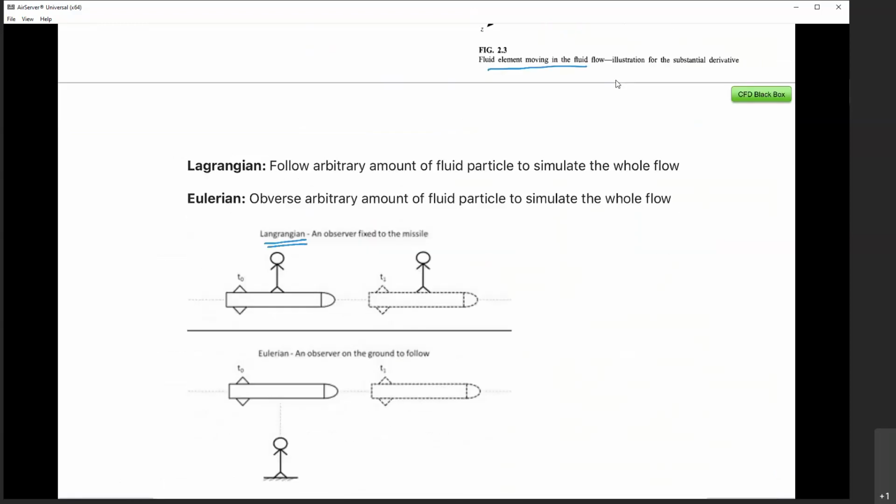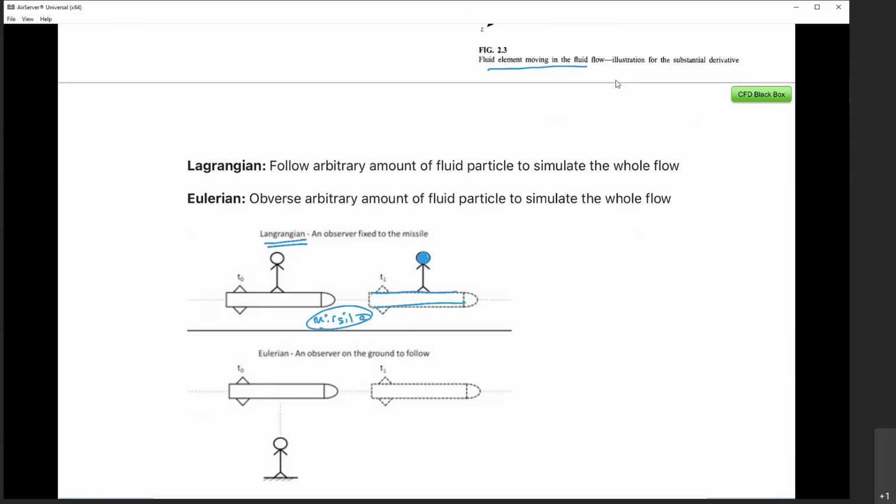For the Lagrangian concept, let's say this is a missile. We have a missile. Now, if we use the concept of Lagrangian, we are going to look at the observer that is fixed to the missile, meaning that if we want to follow the missile, the position of the observer will move along with the missile.